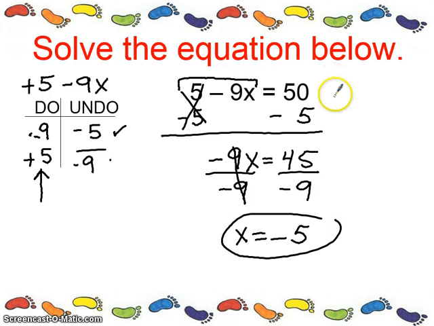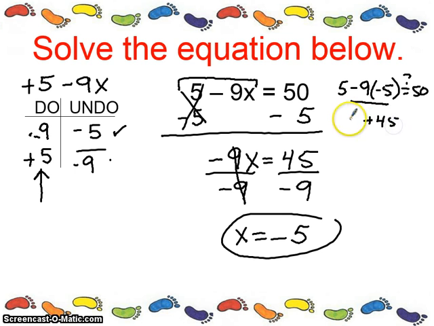And we can substitute back in. Let me show you on paper how to check that. 5 minus 9 times negative 5. Does that equal 50? Well, negative 9 times negative 5 is positive 45. 5 plus 45 does equal 50. So this is the correct solution.